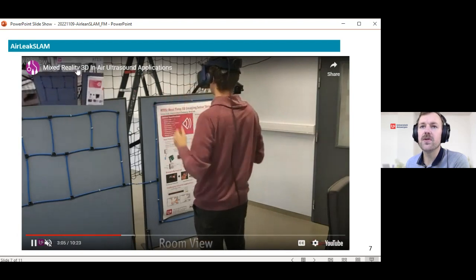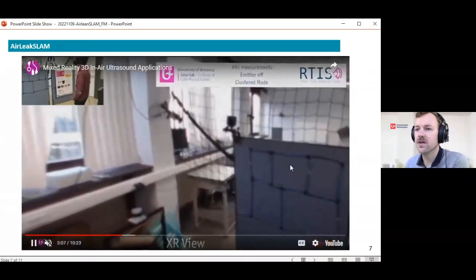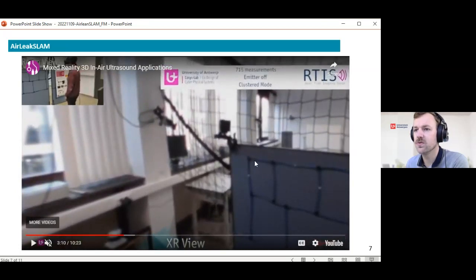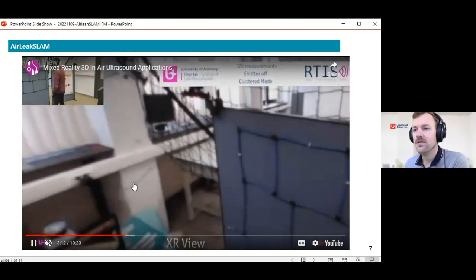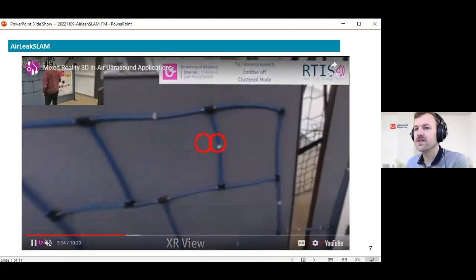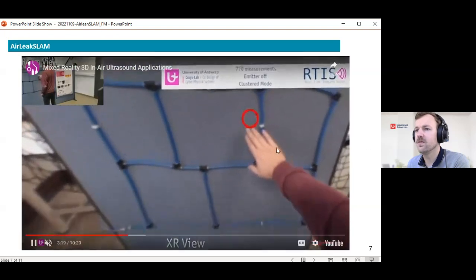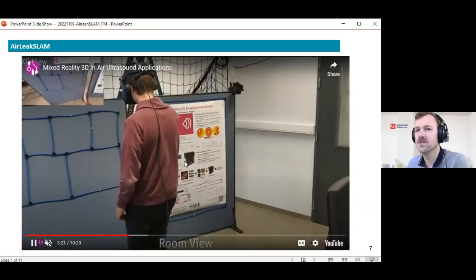Here we see the operator in the corner. Here we see the augmented reality view with a set of pipelines that's located on the board. In a second, we will turn on the compressor and generate some ultrasonic leaks. So here you see that the system is picking up these leaks as the operator is looking towards them. And if he puts his hands over the leak, the red circle disappears.